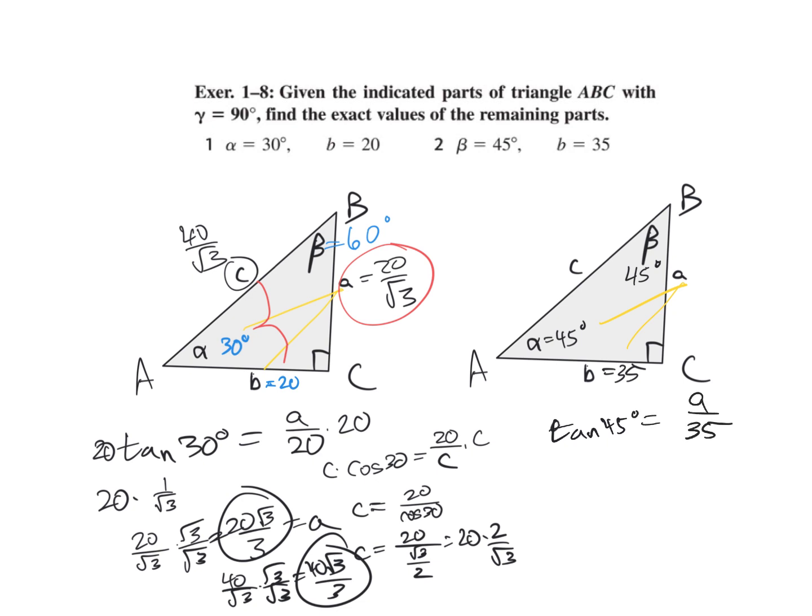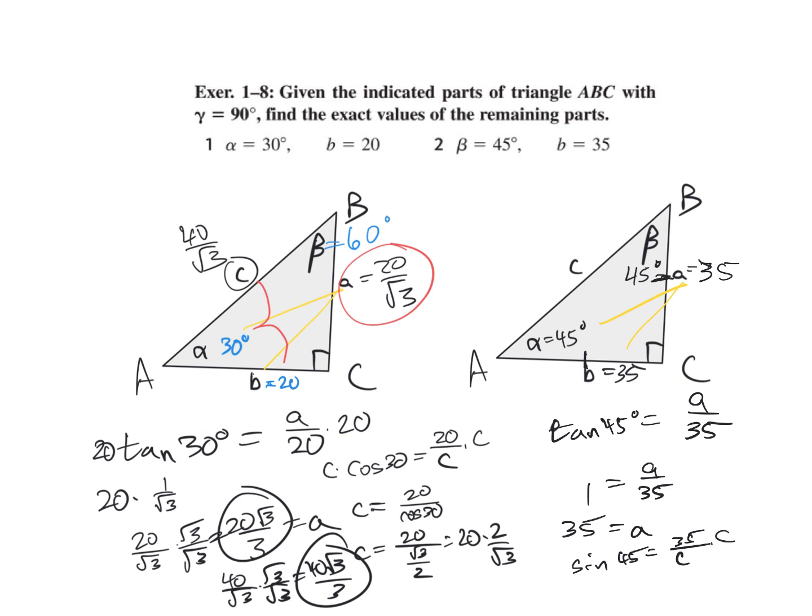Now the tangent of 45 degrees is 1. So that makes this really easy. So A is 35, which you should have known, that in a 45-degree triangle, the legs are the same. And then to do C, you can do the Pythagorean theorem, or you can just set up another, let's do the sine. The sine of 45 degrees is equal to the opposite leg, 35, over the hypotenuse, C.